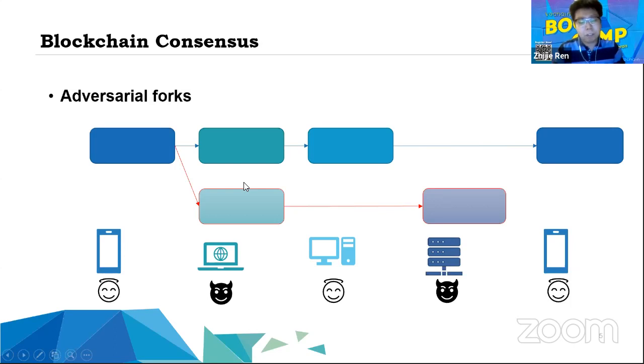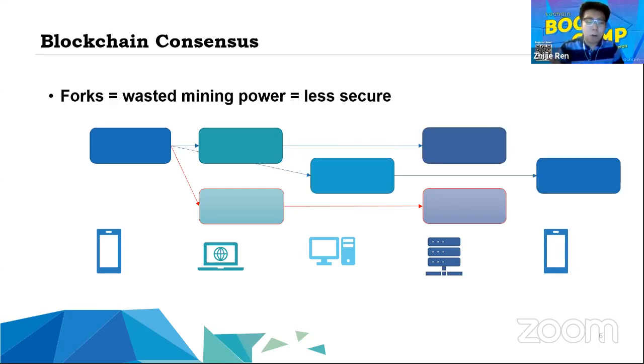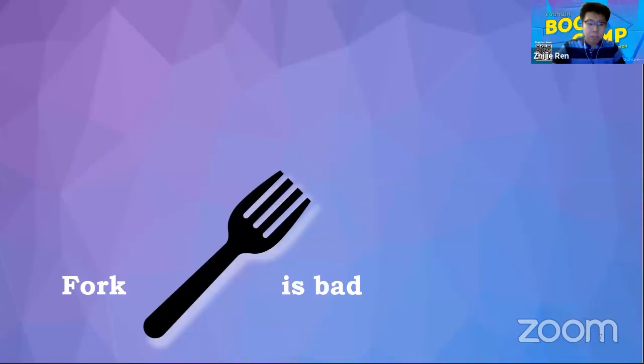However, we said this is not very likely to happen as long as the malicious nodes control less than 50% of the mining power. But that only holds under the condition that all the honest nodes are working together. Then the fork is exactly the situation where the honest nodes are not working together. The honest nodes are actually working against each other, and part of the mining power is wasted. They are not protecting the security of the system. So to make it simple, fork is bad. It not only costs bandwidth, it also degrades the security of the system.